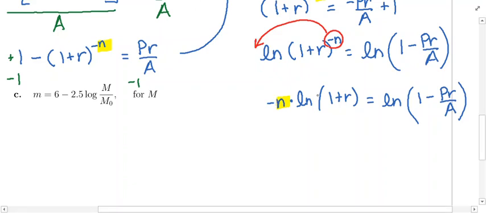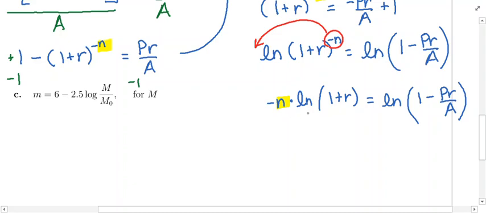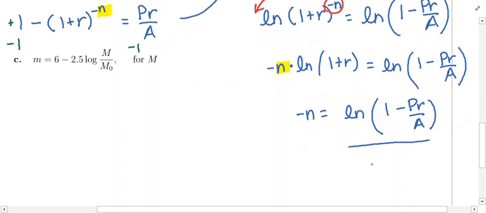All right. You've got several variables in here. You've got an n, you've got an r, you've got a p, you've got an a. Treat those guys as if they were numbers. What would you do if they were just numbers? We want the n by itself. So we're going to divide off this logarithmic quantity that we're multiplying by here. So negative n is going to be the natural log of 1 minus p times r over a, divided by this other logarithm, the natural log of 1 plus r.